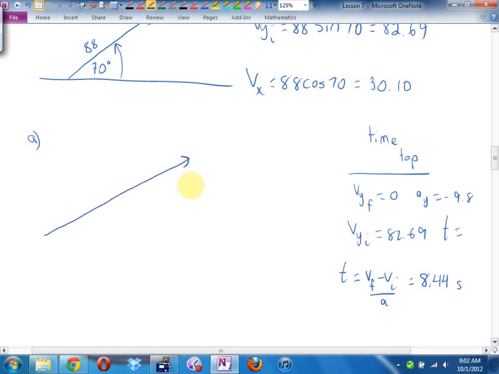I think it looks like this. Here's the velocity they want me to find in A. Oh, and I can fill in some of the components already, Jake. What number can I put right here? What number can I put here? 30.10, sure. What number can I put right here? Don't say 82.69, because I can't. I don't know what number I can put here yet. I'm going to have to calculate it.